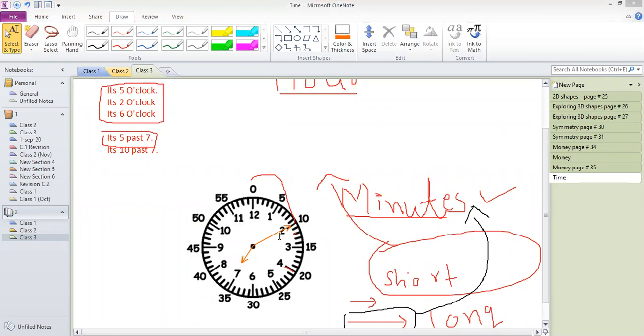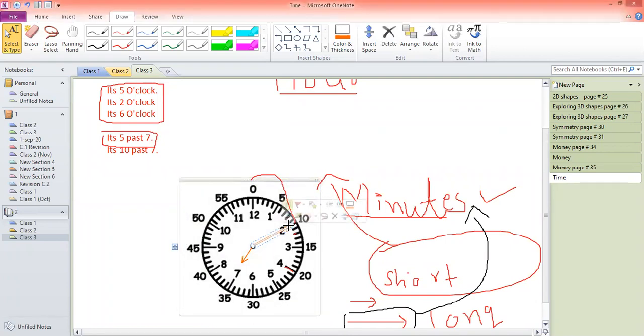Very good. I give you one more example. Let's suppose this longer hand is at 4. The short hand is at 7. So you can see, guys, this is at 7 and this is at 4. For hours, you will check the short hand, it is 7. And for minutes, you will check the long hand, which is at 4. So how will you tell it? Ahmad Jibrail. Very good.